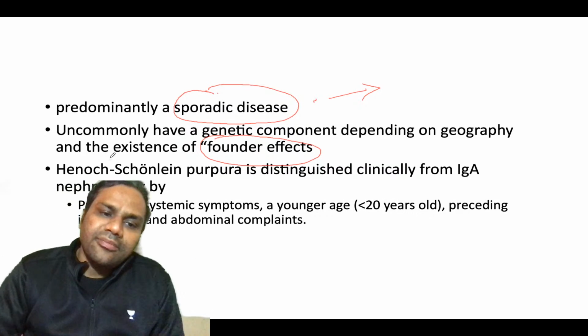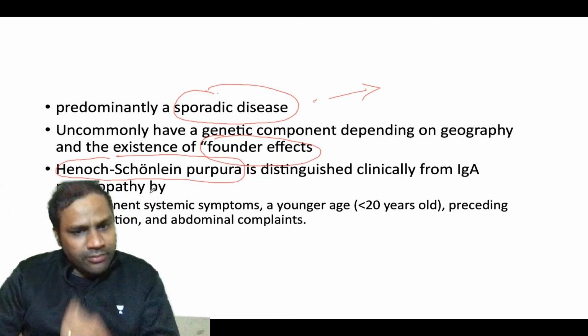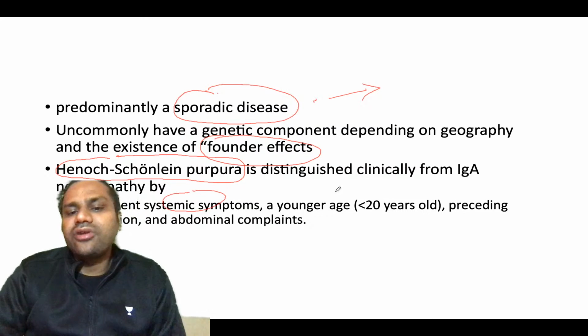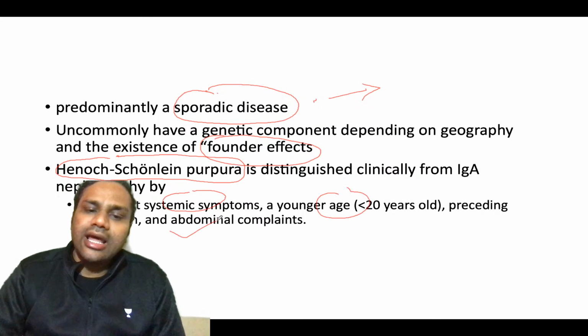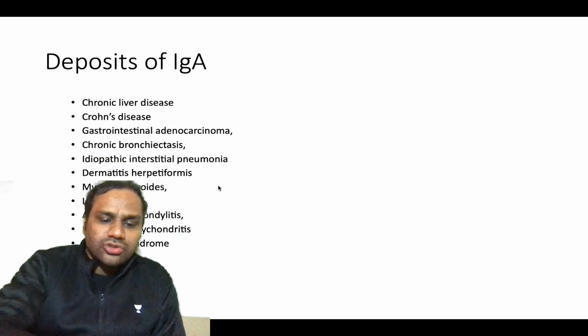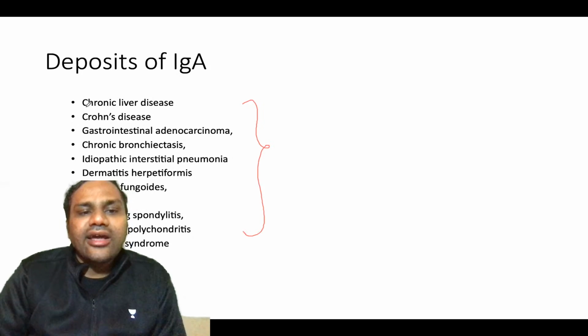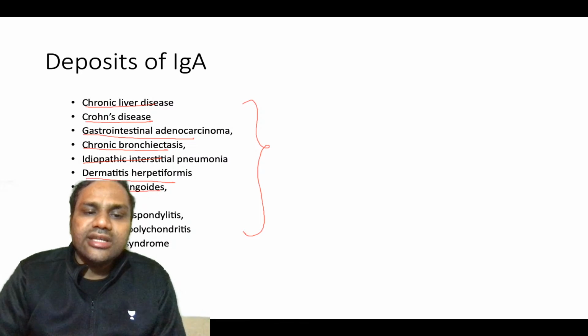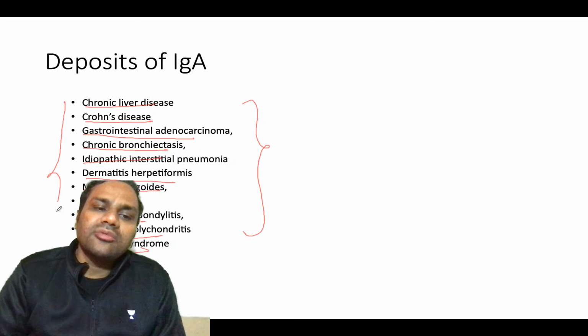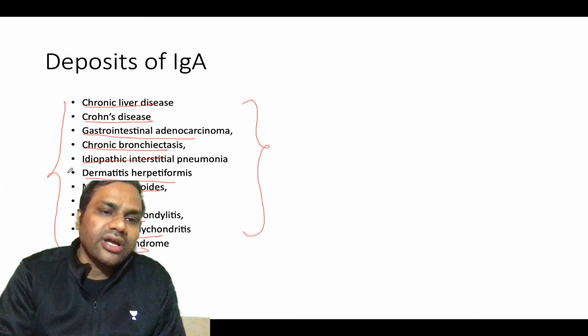It is very closely associated with Henoch-Schonlein purpura. In Henoch-Schonlein purpura there will be prominent systemic symptoms. It occurs at a younger age and is preceded by infection and abdominal complaints. These are the conditions where you see IgA deposits: chronic liver disease, Crohn's disease, gastrointestinal adenocarcinoma, chronic bronchitis, idiopathic interstitial pneumonia, dermatitis herpetiformis, mycosis fungoides, leprosy, ankylosing spondylitis, relapsing polychondritis, and Sjögren's syndrome. So these are some of the diseases where you can see IgA deposits.